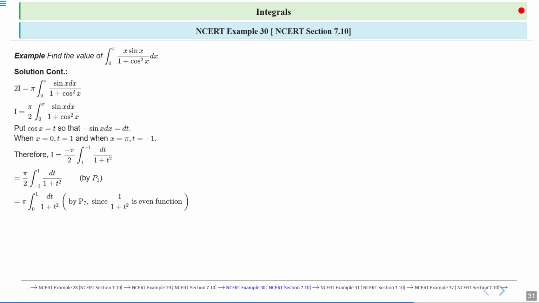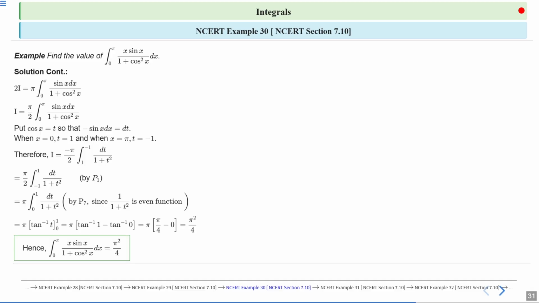The 2 cancels out, as the integration of 1 by 1 plus t square is tan inverse t. So we get pi into tan inverse t, lower limit 0 and upper limit 1. Just apply the second fundamental theorem of integral calculus and we get the value. The value of tan inverse 1 is pi by 4 and tan inverse 0 is 0. So when we simplify, we get pi square by 4. The final answer is pi square by 4.